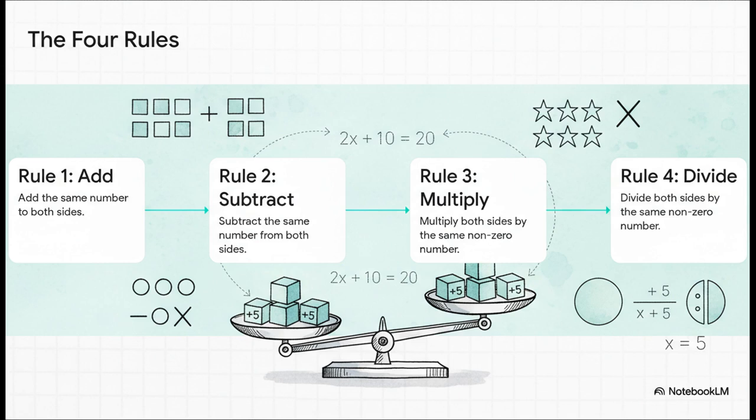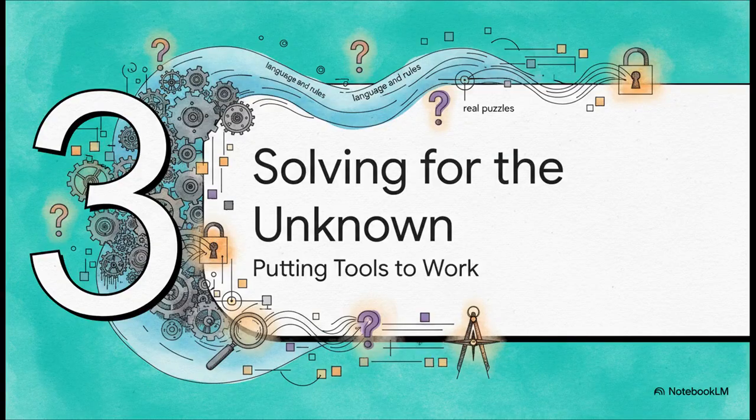Whatever you do to one side of the scale, you have to do the exact same thing to the other side. If you add 10 to the left, you've got to add 10 to the right. If you divide the right side by 2, you have to divide the left side by 2. That's it. That's how you keep everything in perfect balance. All right, enough theory. We've got the language, we've got the rules. It's time to put these tools to work and actually solve some real puzzles.